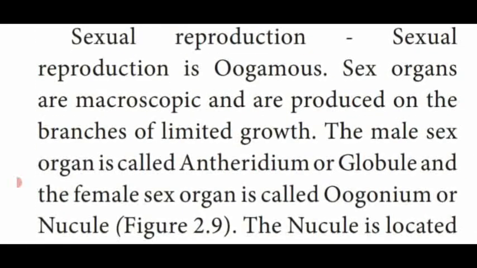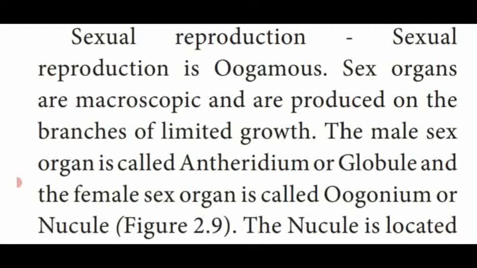Next, sexual reproduction. Chara shows the oogamous type of reproduction. What is oogamous? The fusion of morphologically and physiologically dissimilar gametes is said to be oogamy. Dear students, in Chara, sex organs are large, that is, macroscopic, and they are produced on the branches of limited growth. Underline the word. One more question: sex organs in Chara are produced in the dash, that means branches of limited growth.